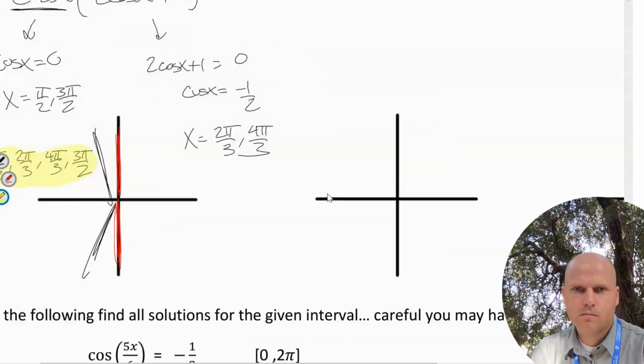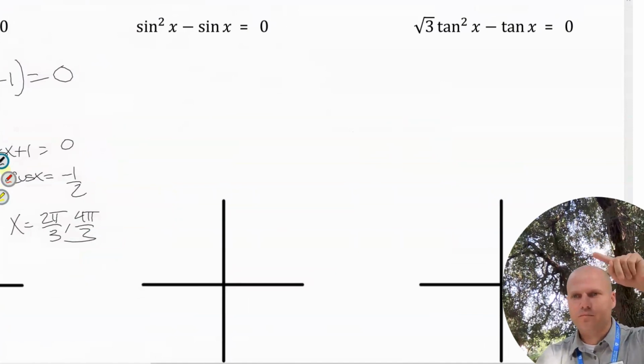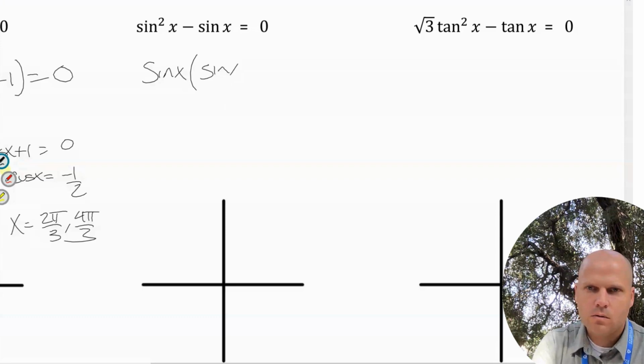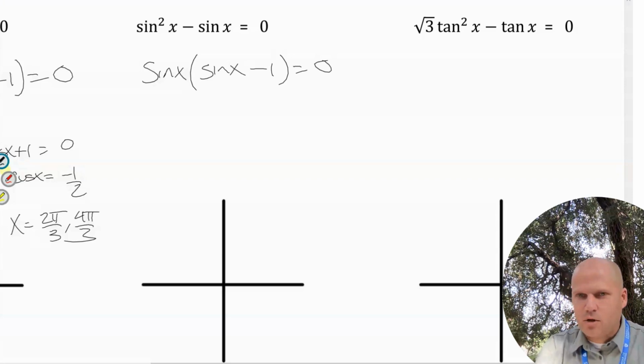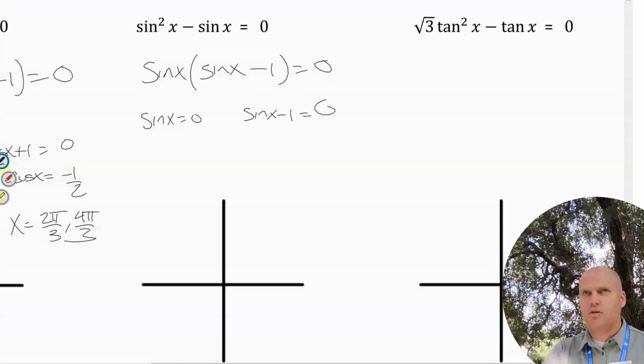Cool. Same thing. You guys try yourself. Factor. Factor. Product equals 0. 2 pieces of product equaling 0 will make the entire product equal to 0. 0 times anything is 0.